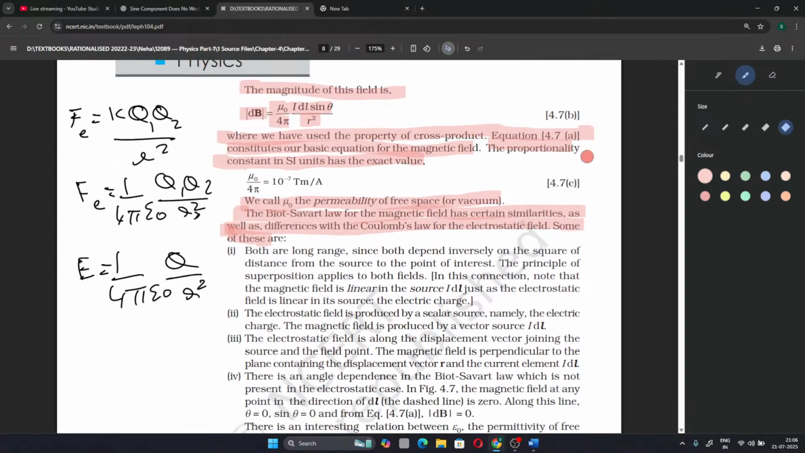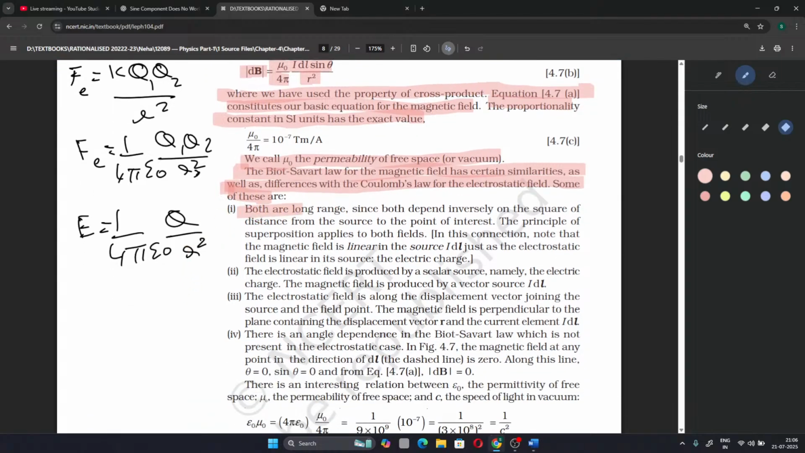Both are long range, since both depend inversely on the square of the distance from the source to the point of interest. The principle of superposition applies to both fields. In this connection, note that the magnetic field is linear in source, just as the electrostatic field is linear in its source, the electric charge. The first information they gave is that both are long range because they depend inversely on the square of distance. Second information is the principle of superposition.